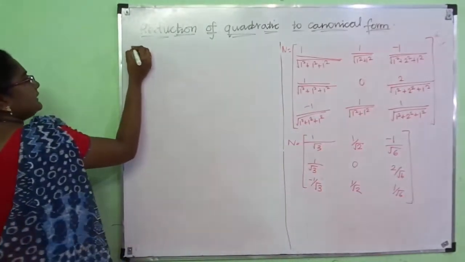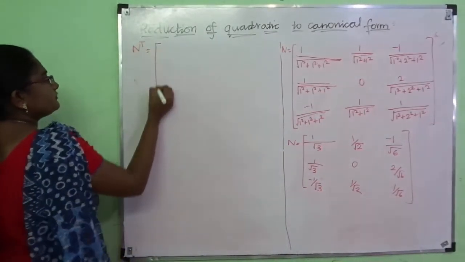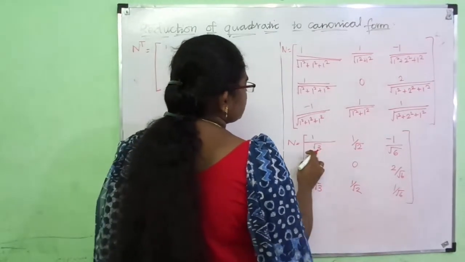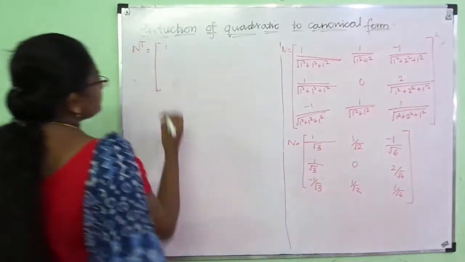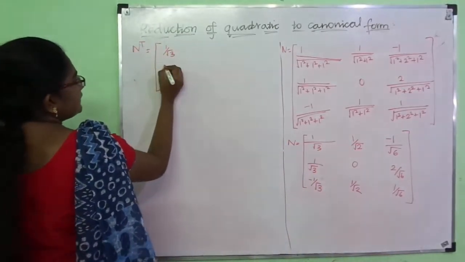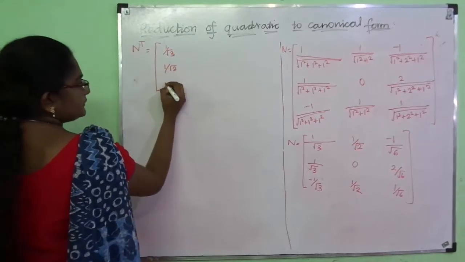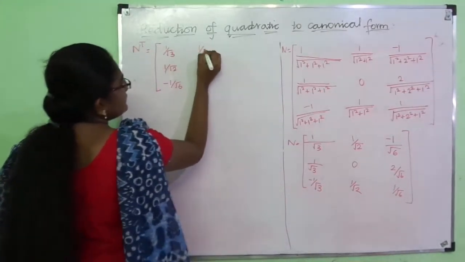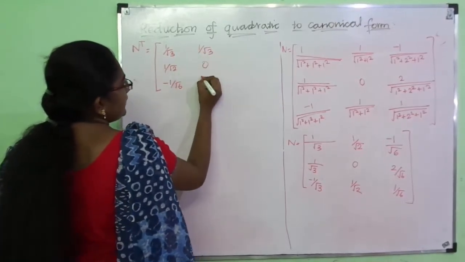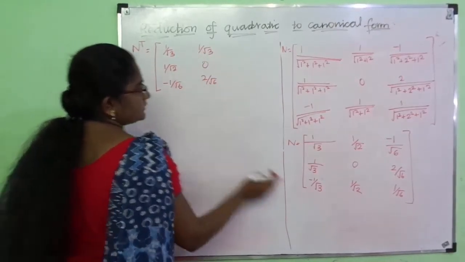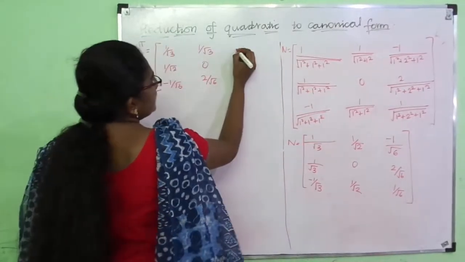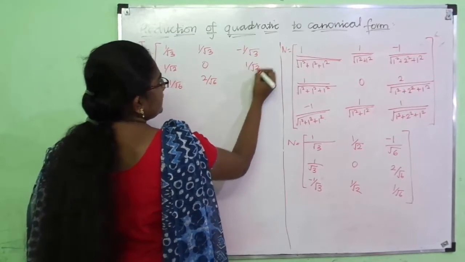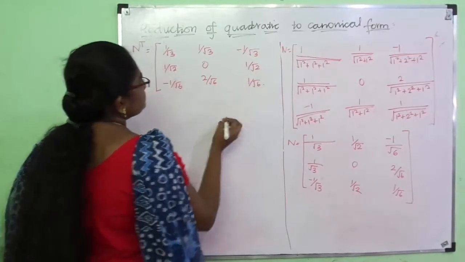Next step, find N transpose, that is interchanging the rows and columns. First, I am going to write the first row as first column: 1 by root 3, 1 by root 2, minus 1 by root 6. Next, 1 by root 3, 0 and 2 by root 6. The third row as third column: minus 1 by root 3, 1 by root 2 and 1 by root 6.